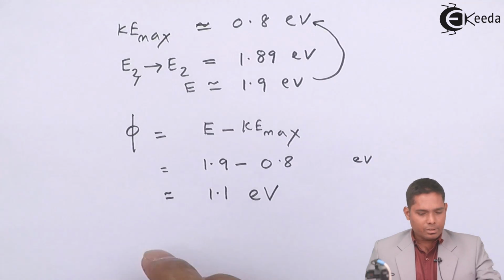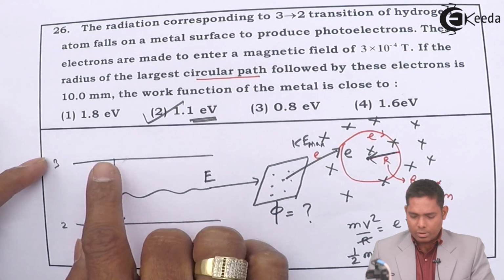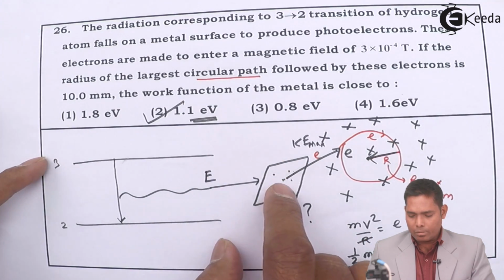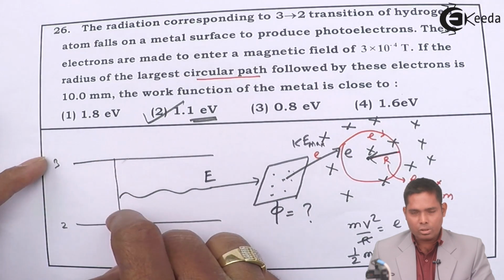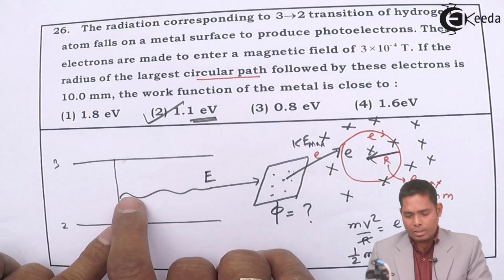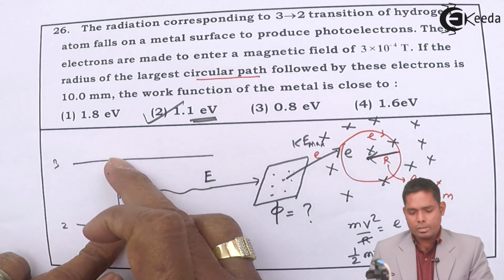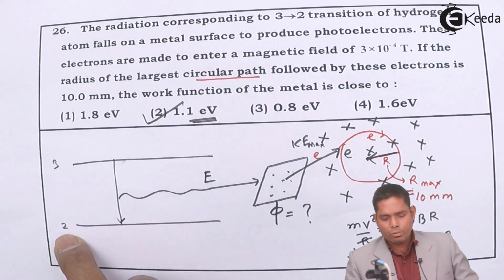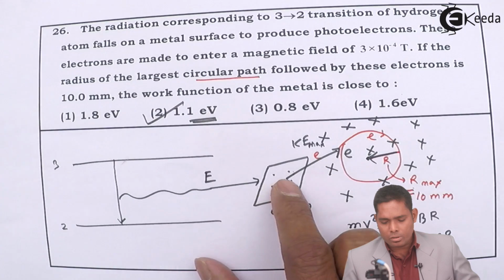So basically what I've done is, the transition from 3 to 2 of electrons, this radiation is allowed to fall on the metal plate. Whatever energy is falling on this is the energy difference, E3 minus E2 or E2 minus E1, whatever it is. That energy released is minus 13.6 divided by 9 minus minus 13.6 divided by 4. If you solve that, it comes out to be 1.89, so approximately 1.9 electron volt falls on this.